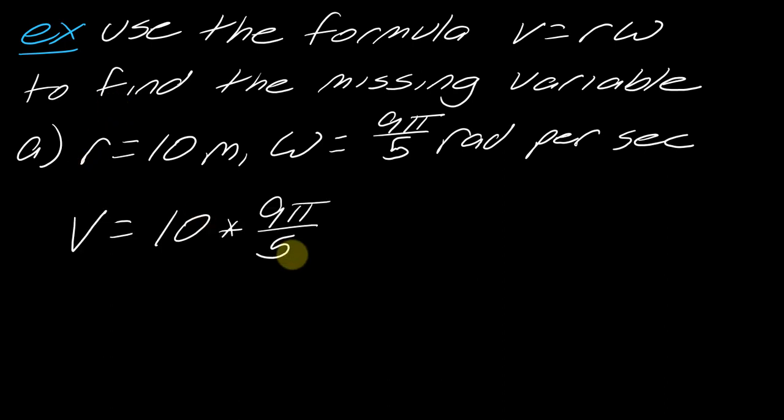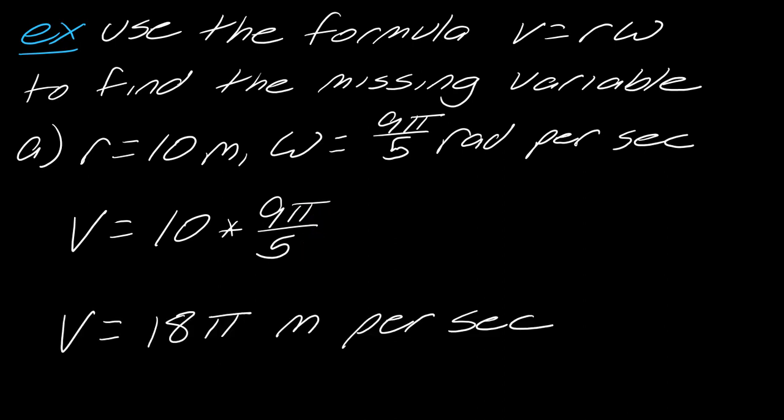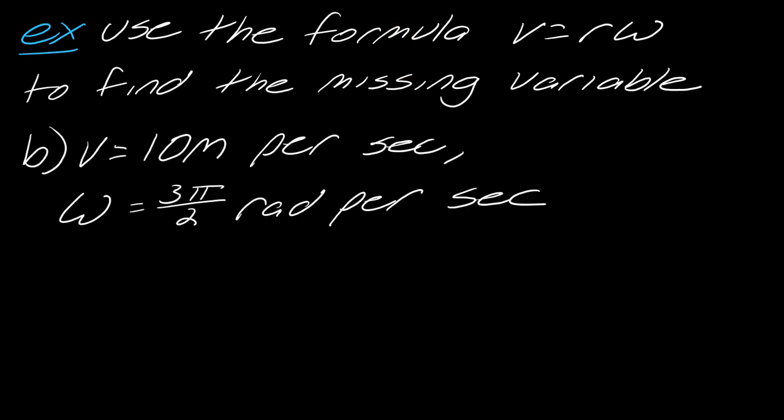I've got 10 times 9 pi over 5, and this will simplify to just 18 pi, and that comes out to meters per second. So you might be thinking, what happened to the radians? I've talked about this before. Radians are not like centimeters or feet. So when you multiply something like meters times radians per second, you can just drop the radians and let that length take over. So that's what happened with that.